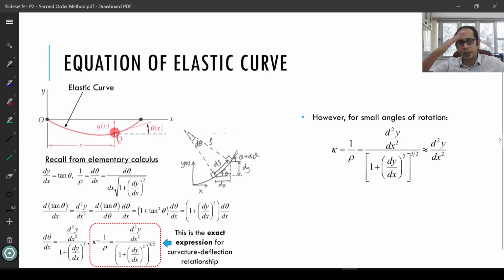This relationship, and the whole derivation of this one, is based on the elastic curve. Now remember, the deflected shape of the beam is known as the elastic curve. The derivation of this relationship is given over here, and we are not going to go much into the details of that. You should remember this from your elementary calculus, or if you have forgotten, you can take a look at this derivation. But essentially what you get at the end is something like this, which gives you an exact expression between the curvature and the deflection y.